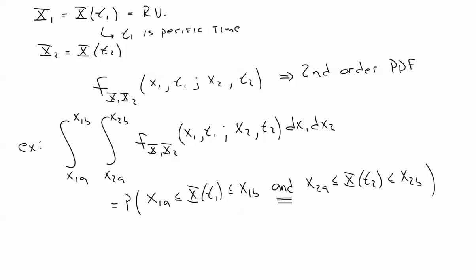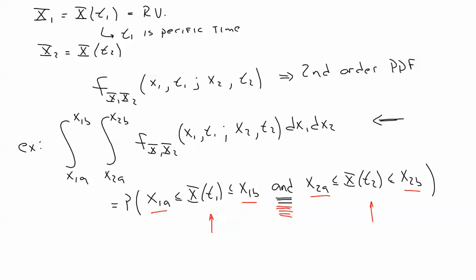So if I have a joint or second order probability density function for my random process x of t, and I perform this integral, which looks a whole lot like something you have seen in the past, what that tells me is the probability that at time instant t1 my random process falls between x1a and x1b, and at the same time, simultaneously, at time instant t2 my random process lies somewhere between x2a and x2b. Alright?